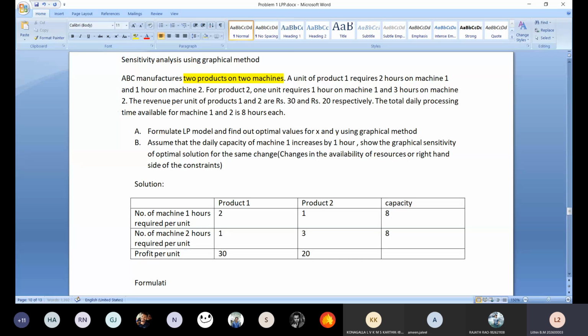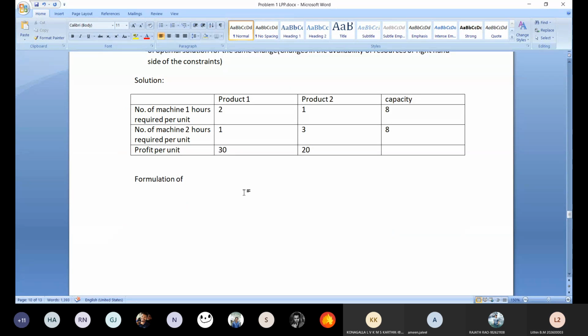Formulation of LP model. So now tell me, what is our objective here? Are we maximizing the profit or minimizing the cost? Maximizing the profit. Yes, we are maximizing the profit. So how do we decide this? Because we have been given a profit component. Every time we see a profit component in the problem, it is very clear that we are maximizing the profit, right? So maximize Z.